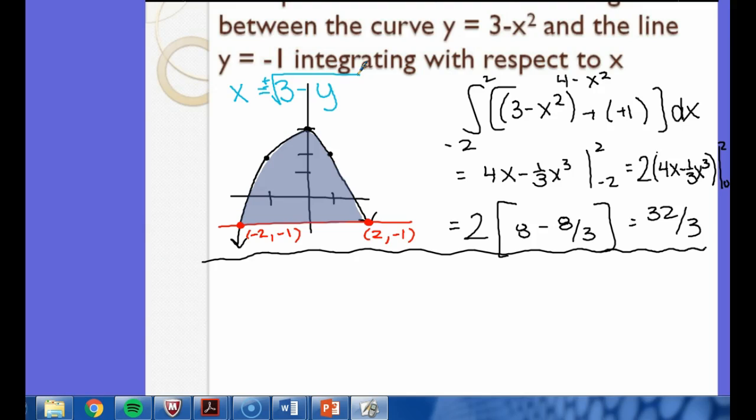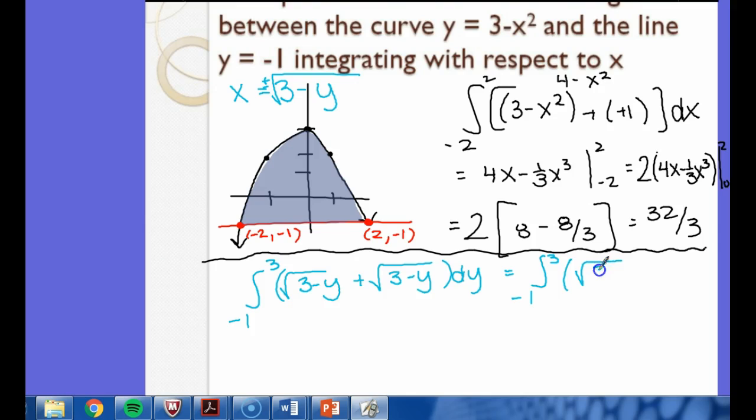What's your lower bound on the y's? Your upper bound is 3. So your integral would go from -1 to 3. It would be the right side minus the left side. So minus and minus would turn to a positive. Bring out the 2 so you can add them together.